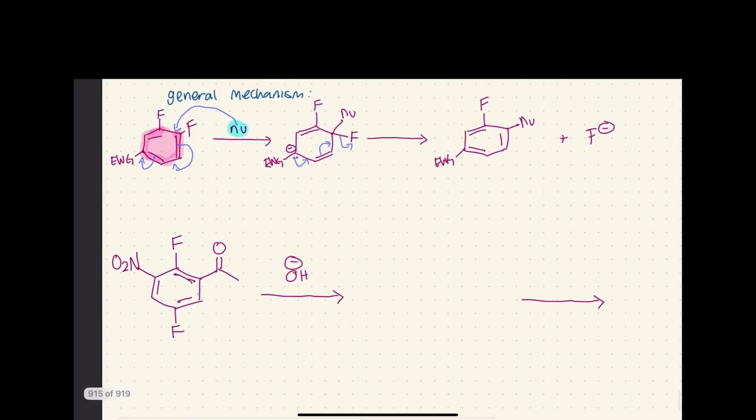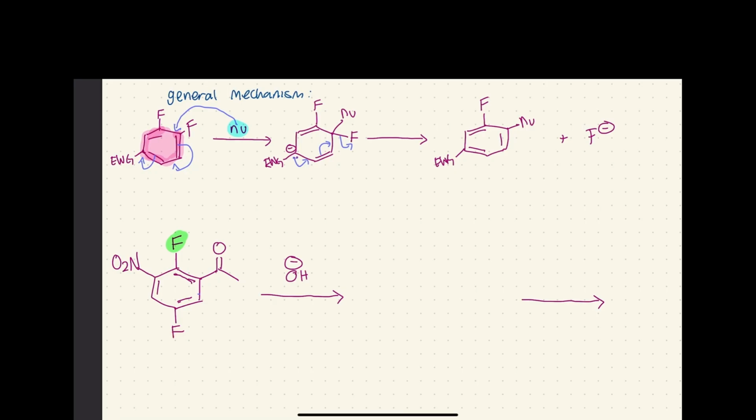Let's look at another example. So here I have kind of a lot going on in the ring, right? I have two electron withdrawing groups. I have a nitro and I have a carbonyl, and I have two possible leaving groups. I'm going to try to apply the same logic. I see that this fluorine is ortho to two electron withdrawing groups, and this fluorine is meta. I'm an SNAr, so I'm activated in the ortho and para positions. That means that this fluorine is going to be the best leaving group, and I'm not going to touch this one.